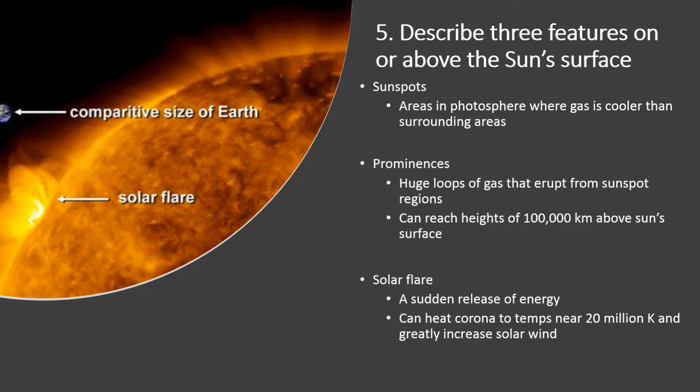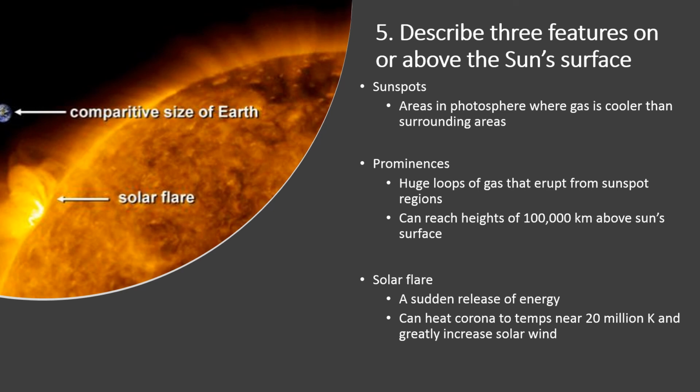And finally, we're going to look at 3 features on or above the sun's surface. The first of which are sunspots. These are areas in the photosphere where gas is cooler than the surrounding areas. Sunspots are not small. In fact, some are larger than Earth. They also are not really all that dark. They appear dark because they give off less energy than the surrounding photosphere. They're often found in groups and are associated with intense magnetic fields on the sun. The number of sunspots actually varies, and there are peaks and troughs associated with this.